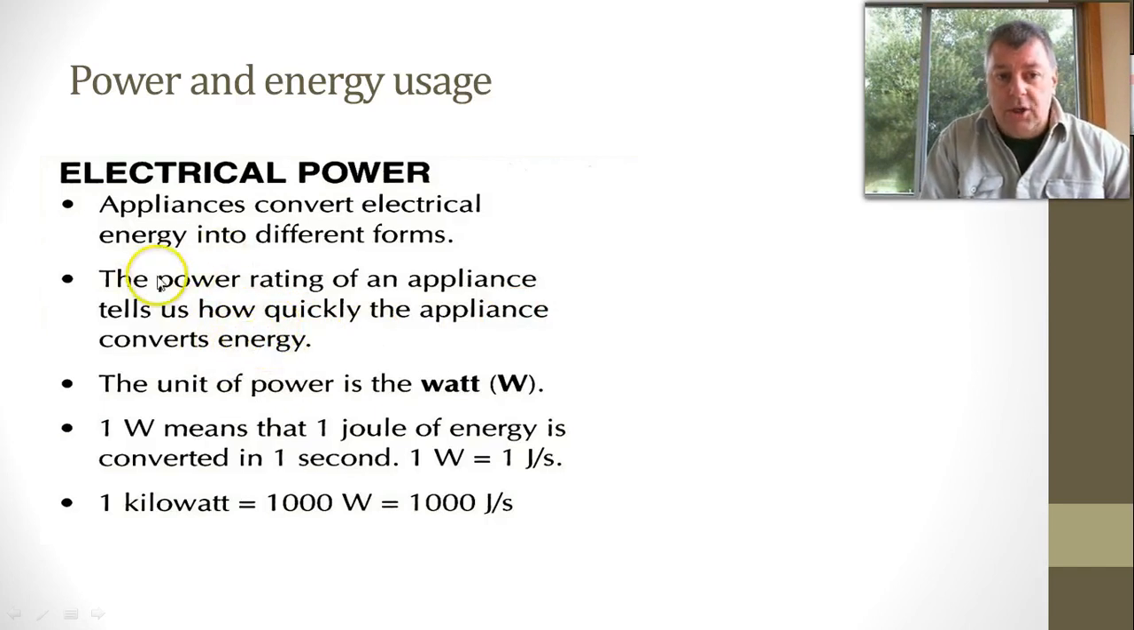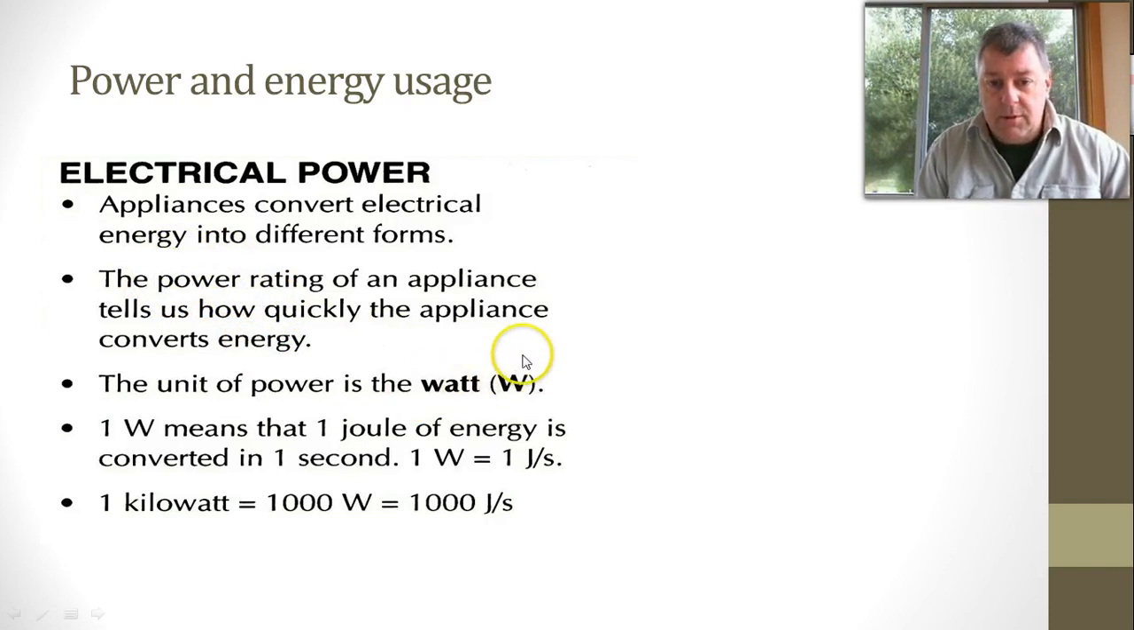Power is measured in watts. W-A-T-T with a capital W as the unit, not to be confused with the capital W we use for work. So the unit of power is the watt. And what 1 watt means is that 1 joule of energy is converted in 1 second. So 1 watt equals 1 joule per second. So a kilowatt, which is a unit you'll start hearing more about, is 1,000 watts, which is equal to 1,000 joules per second.